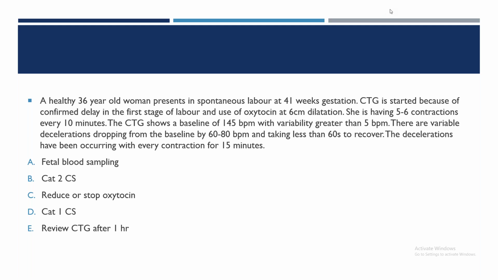First, classify this CTG. Heart rate is normal. Contractions are more, correct? There are 5 to 6 contractions. We have to reduce or stop oxytocin. Answer is C, because it is a suspicious CTG.